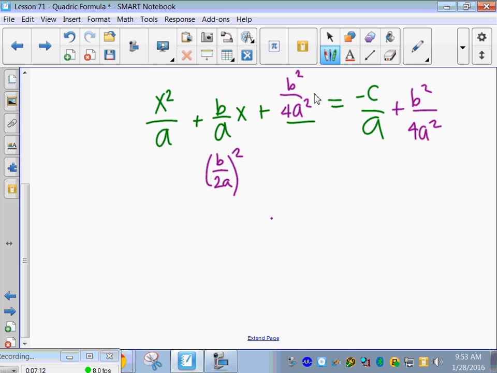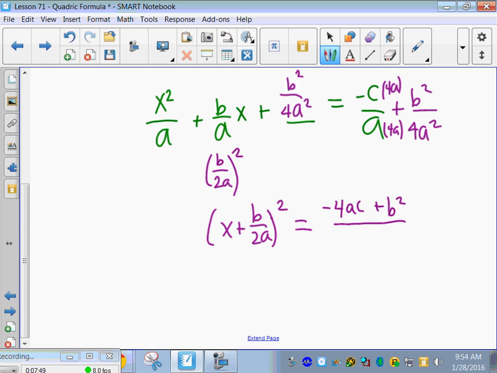So now we have a perfect square trinomial, okay? And this would factor to x plus b over 2a squared. I always remind you guys, too, that the half goes in the parentheses. Okay, on the right-hand side, we're going to need a common denominator. So I have an a, and I have a 4a squared. This is going to need another 4a in the numerator and in the denominator. So now I'm going to multiply this to this. We have negative 4ac, and I'm going to go ahead and put all of this over my common denominator.